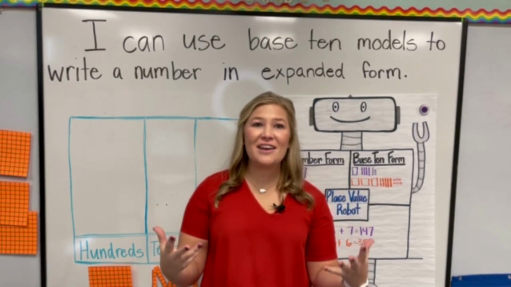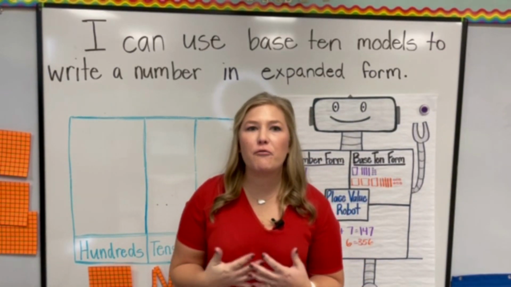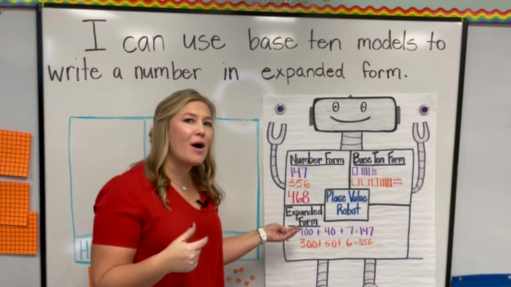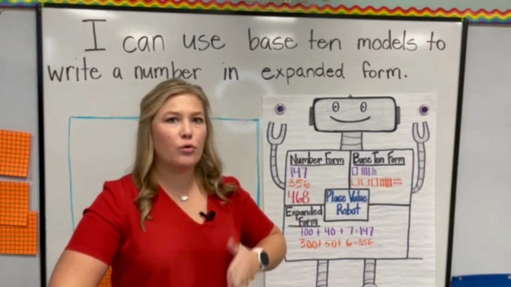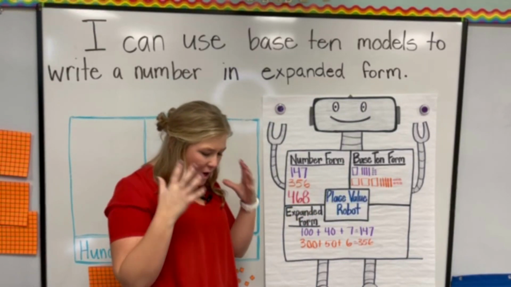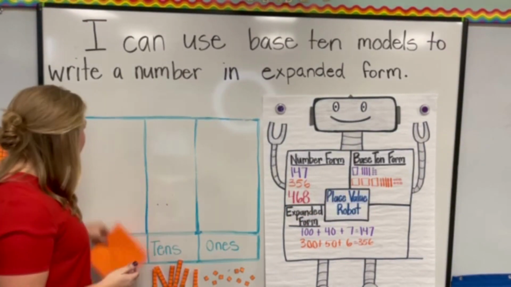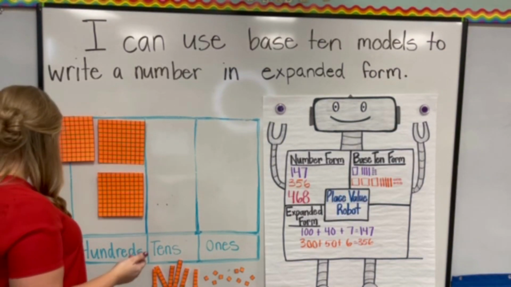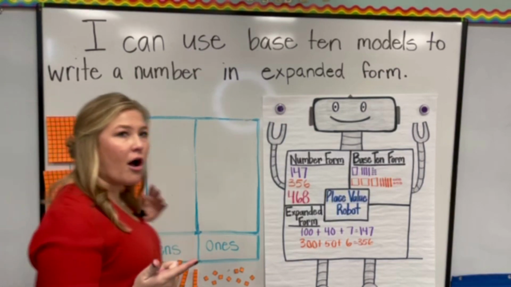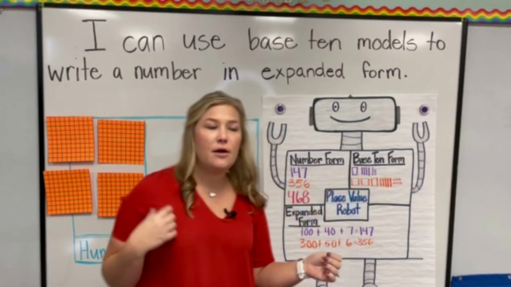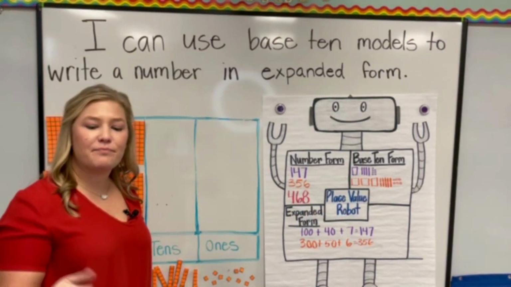All right, let's try another one together. We have the number 468. Go ahead and add that to your number form box on your place value robot. 468. When I hear 400, I know that I'm going to put 4 hundreds flats, which means that you're going to draw 4 squares in the base 10 form box for our number 468.